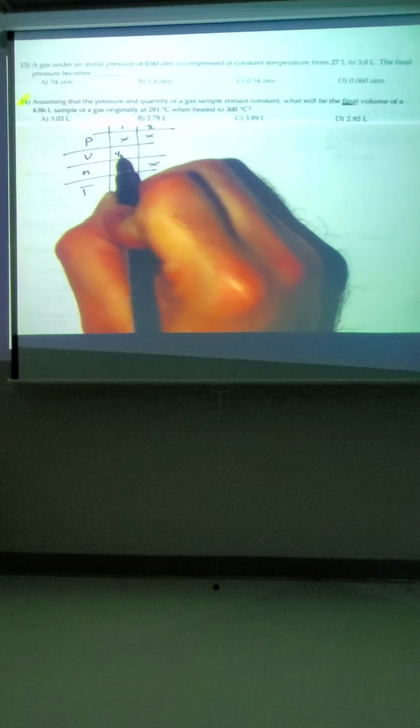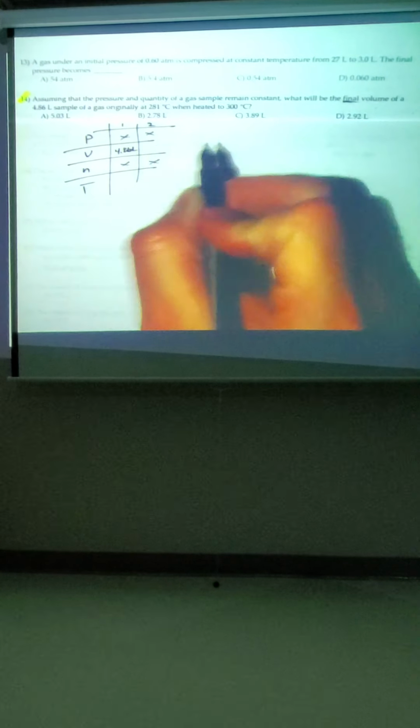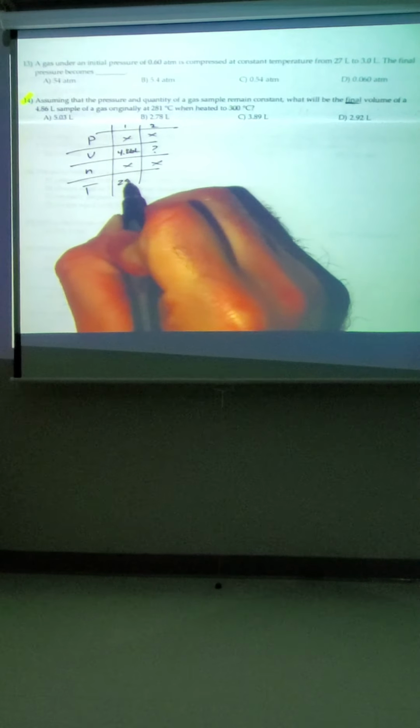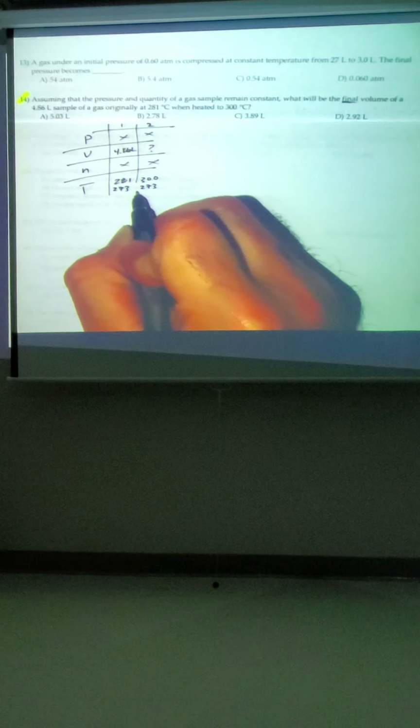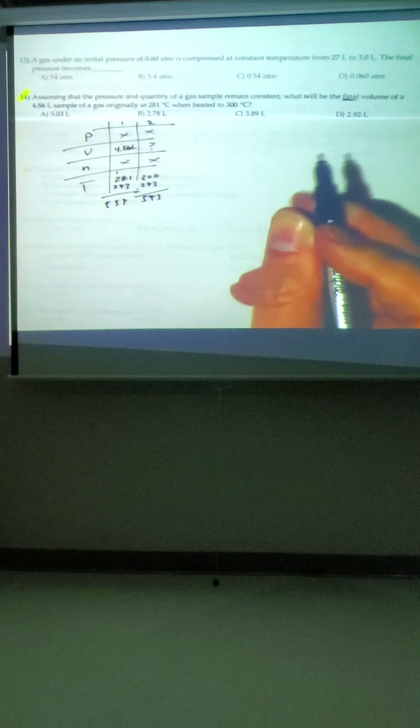What will be the final volume of a 4.86 liter? So final volume. If we went from 281 to 300. Again, these are in Celsius, so let's add 273 to convert them to Kelvin. So we have 573, and then 554.